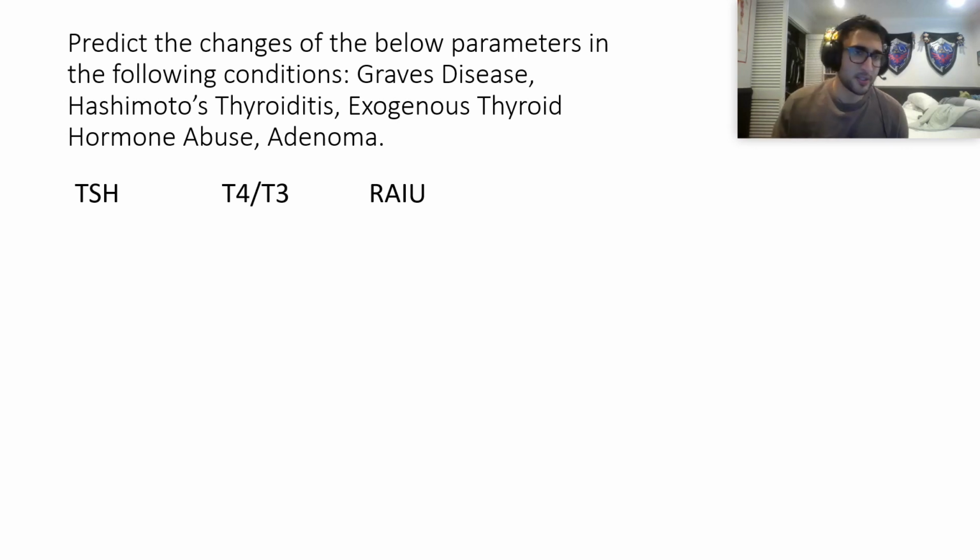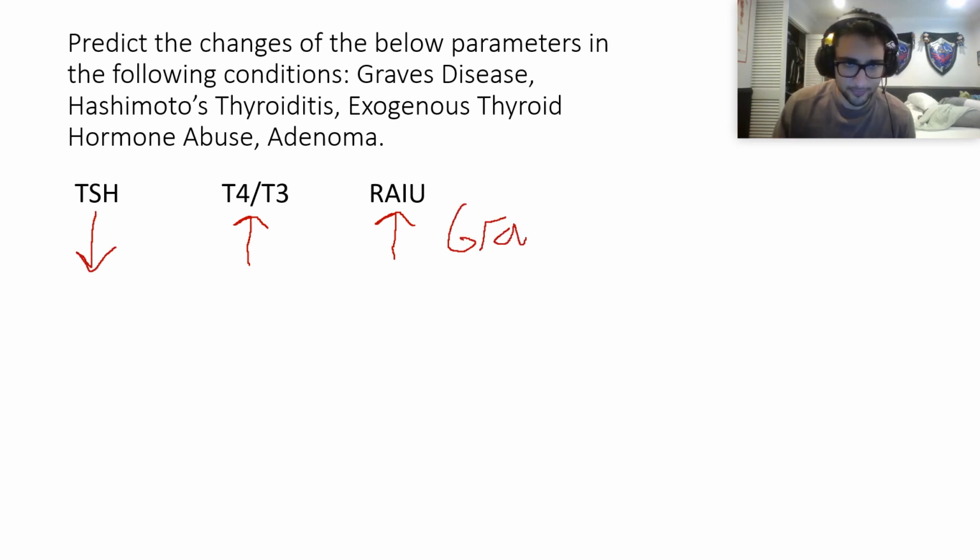All right. So in Graves' disease, you have autoimmune stimulation of the thyroid hormone receptor. So the thyroid will make more T4 and T3. Because it's making more T4 and T3, it needs more iodine, so it will take up more iodine. However, this increase in T3 will feed back onto the pituitary and decrease thyroid stimulating hormone. So in Graves' disease, you're going to have decreased thyroid stimulating hormone, increased T4 and T3, and increased radioactive iodine uptake.